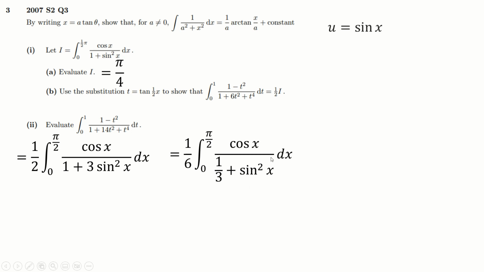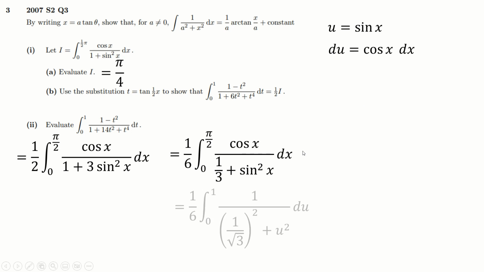And now I'm going to use u equals sine x, because that works so well on the first one, and the fact that there's a 1/3 here doesn't feel like it's going to make too much of a difference. Differentiate, of course, throw that in, and the cos x will cancel with the cos x, as it did before. Sine of pi over 2 is 1, so that goes there. Sine of 0 is 0, so that goes there. 1/3 is 1 over root 3 all squared.